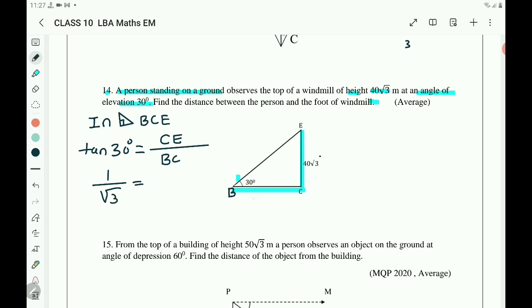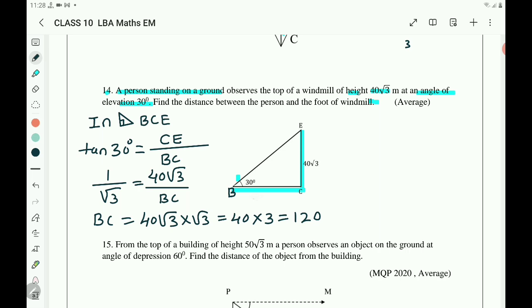equals CE is 40 root 3 by, write BC only because BC is to be found out. Now you do the cross multiplication. 1 into BC is BC equals 40 root 3 into root 3. Write 40 as it is. Root 3 into root 3 is 3. 40 into 3 is equals to 120 meter.